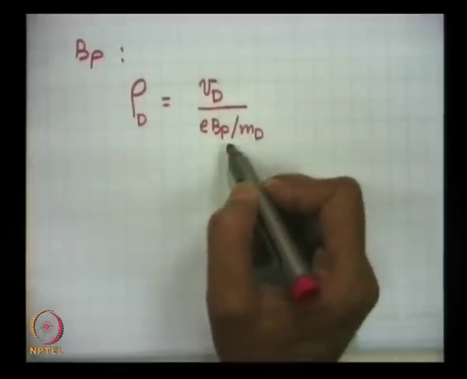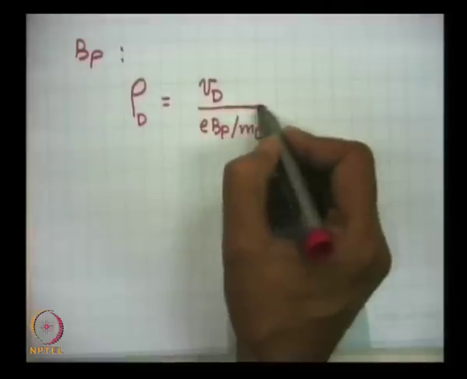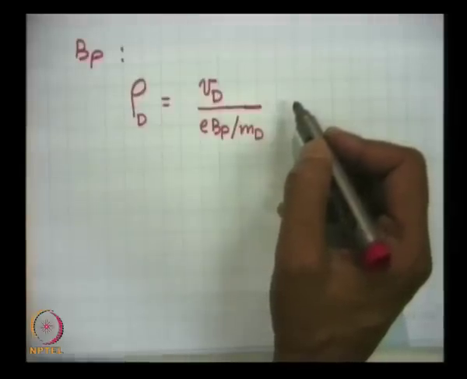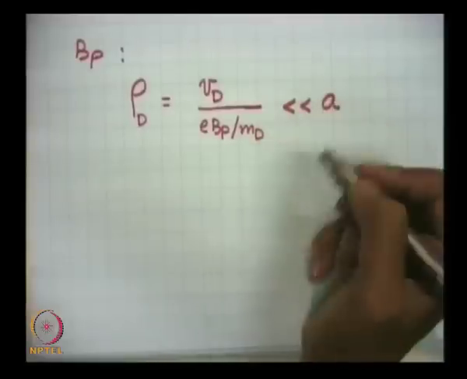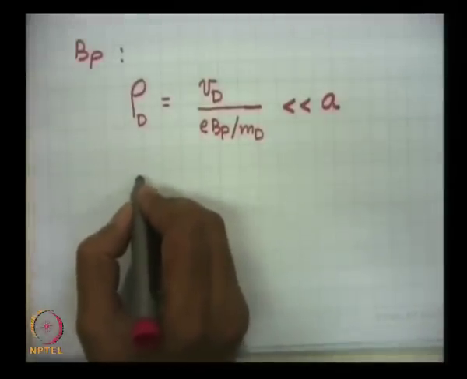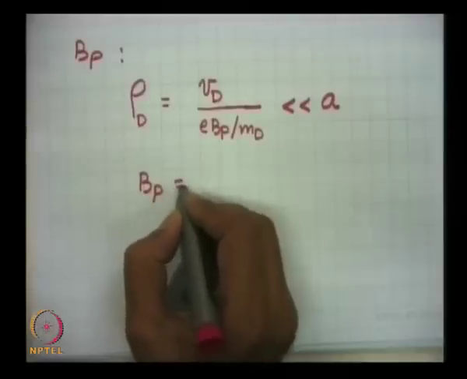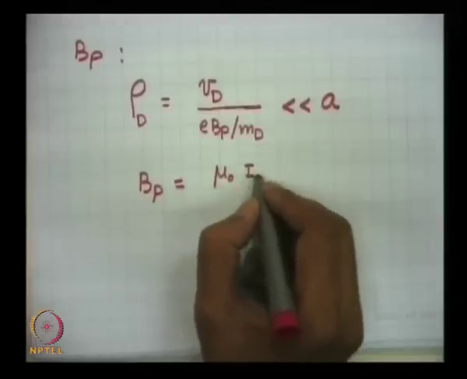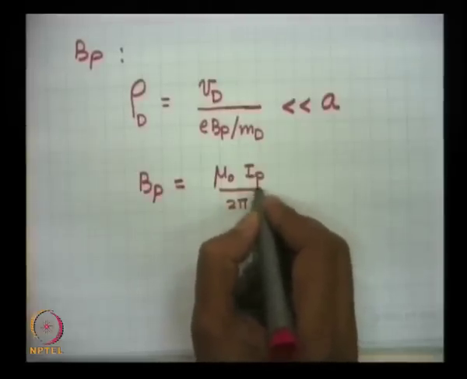If there were no toroidal magnetic field and the only poloidal magnetic field was present, then for plasma confinement, in order to avoid the curvature drift and grad B drifts causing charge separation, we wanted this to be much less than the minor radius of a tokamak. And if you work it out, and also if you remember that the poloidal magnetic field is related to the toroidal current I_P, typically as mu 0, the magnetic permeability of free space, into plasma current divided by 2 pi a, where a is the minor radius of the tokamak.